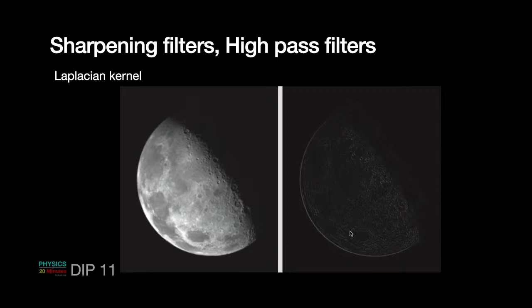So this is an example of the Laplacian kernel applied, or the second order derivative applied, to extract the edges. This is extracting the edges from the image. Remember, we are still not sharpening the image.